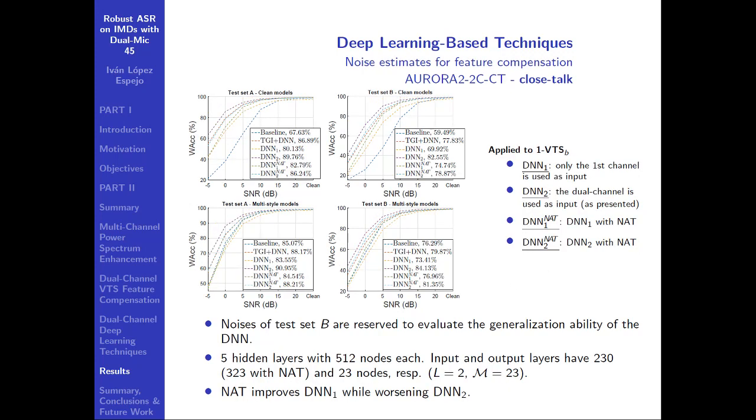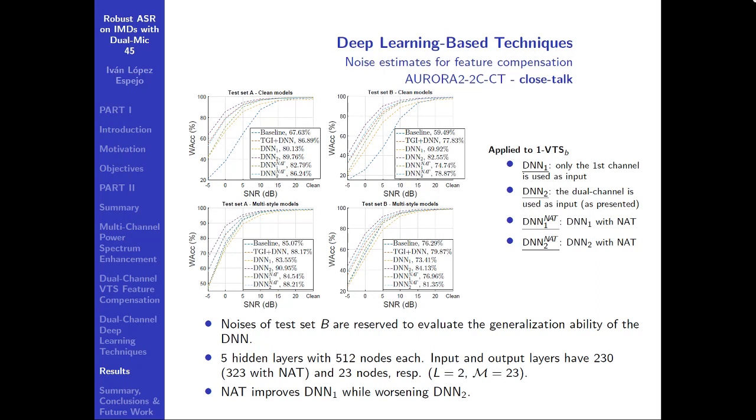Similarly, in this slide, I present the DNN noise estimation for feature compensation results. Apart from DNN sub 2, which is our dual-channel approach without noise-aware training, as presented, we evaluated what we've called DNN sub 1, which similarly estimates noise, but only using the primary channel as input instead of the dual channel. The superscript NAT indicates that either DNN sub 2 or DNN sub 1 integrates noise-aware training as also presented. All of them are combined with VTS feature compensation.